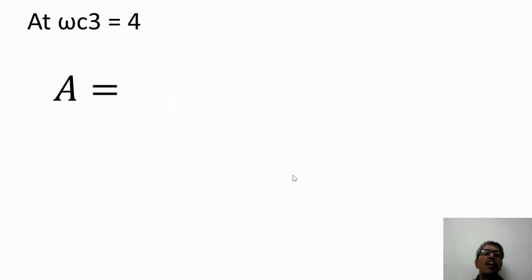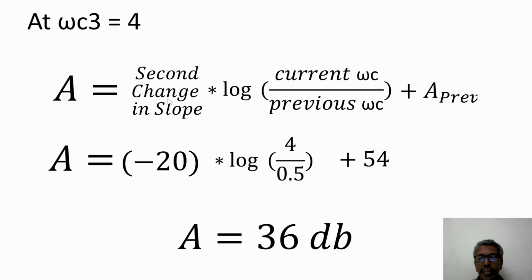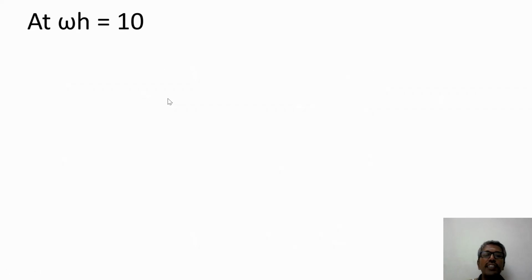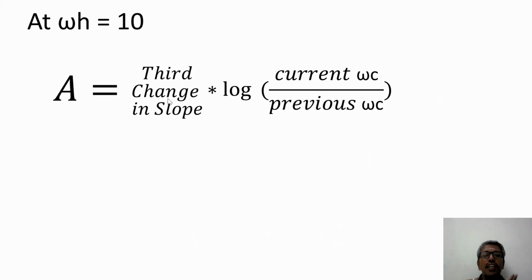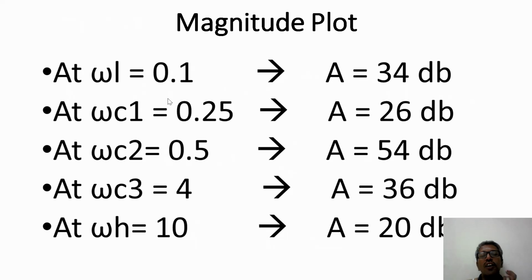Similarly, you have to find the omega C3, the same formula will be used. For the second change in slope, you have to include the second change in slope to find the A value. For omega h, you have to use the third change in slope which is given in the table. Now we have to find the A. So now we find the magnitude plot. We have to find the different magnitudes for different corner frequencies.